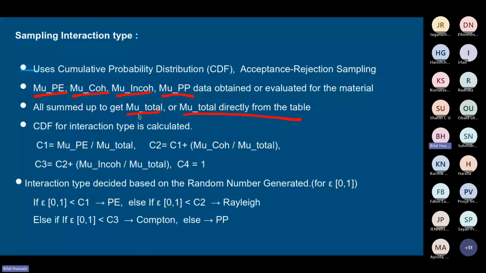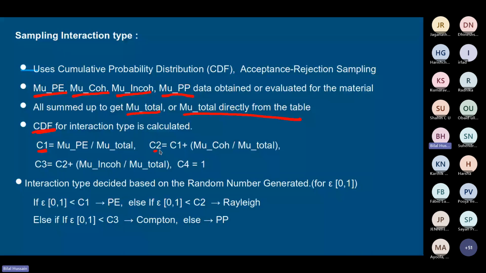Now, how to do the CDF method? Let us say I have a C1 value equal to mu of photoelectric divided by mu of total. It means the proportion of photoelectric in the total. That's called C1. C2 is C1 plus the proportion of coherent with respect to total. C3 is C2 plus the proportion of incoherent with respect to total. And C4 is the total, naturally, because total by total is 1. Now I have the 4 values available: C1, C2, C3, C4.